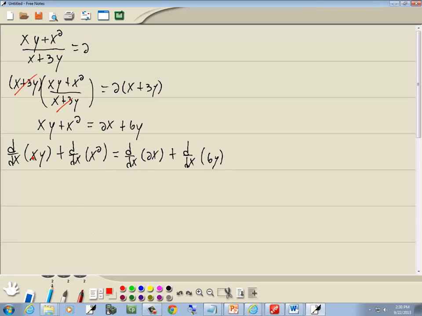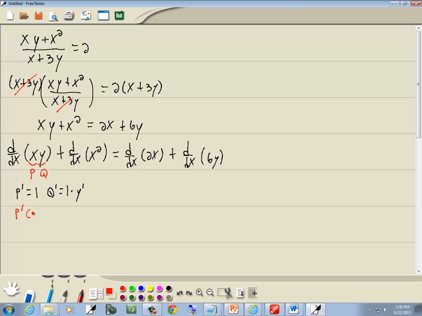Now this first one here is a product rule. This will be p and this will be q. So we need to find p prime and q prime. P prime, the derivative of x is 1. Q prime, the derivative of y is 1, but since we're taking a derivative with respect to x and it's a y, we're going to put on a y prime. You always put on a y prime when that's true.